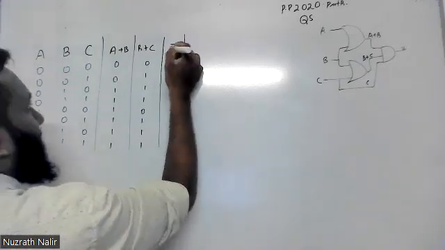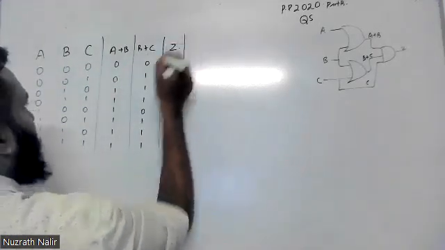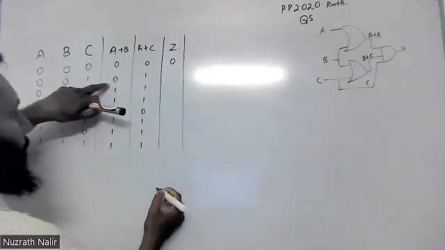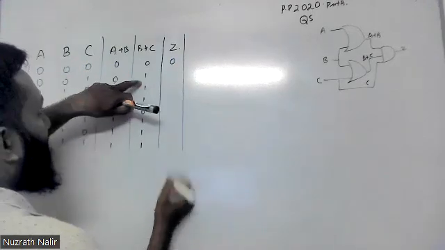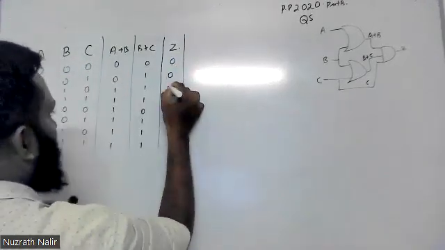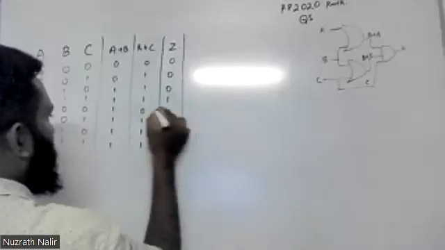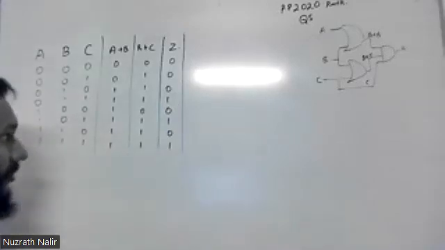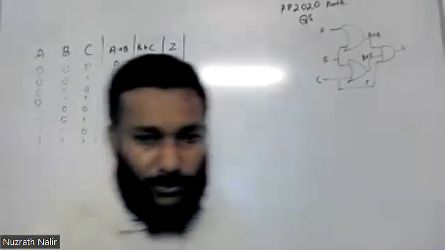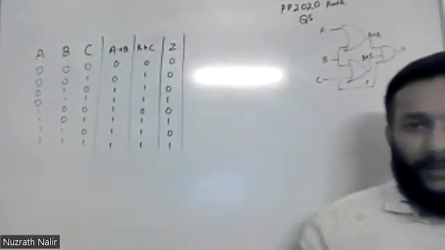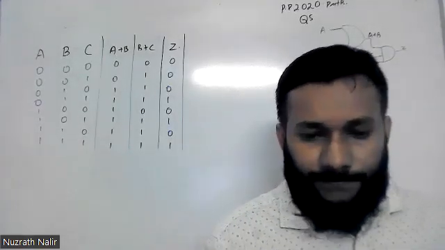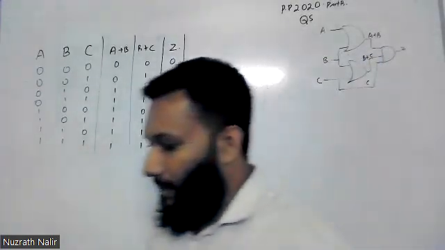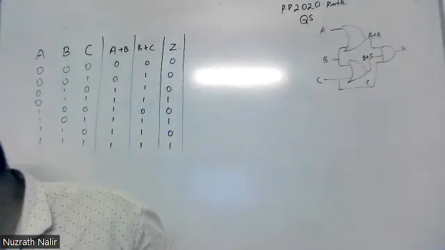So the Z answer is with C altogether. 0, 0, 0 is equal to 0. 1 into 0 is equal to 1. Sorry, 0. 0 is equal to 0. So this is also 0. This is 1, this is 0, this is 1, this is 0, this is 1. So this is your final output. So for the first question, part A, the answer is this.